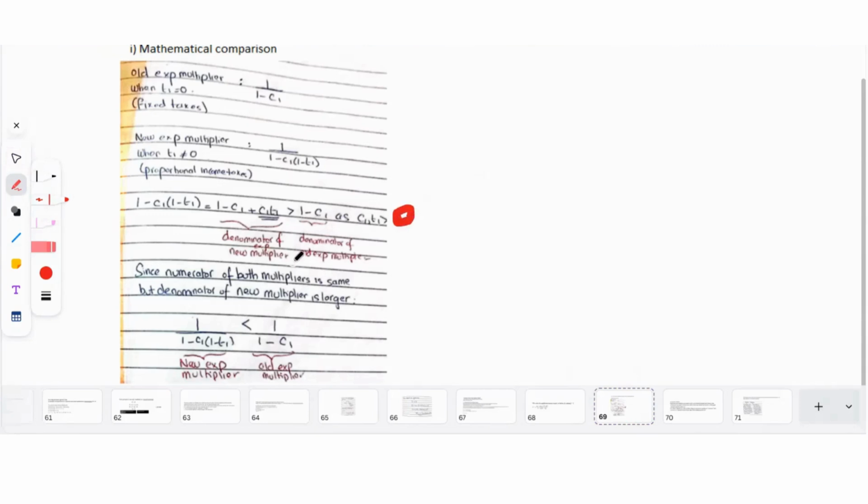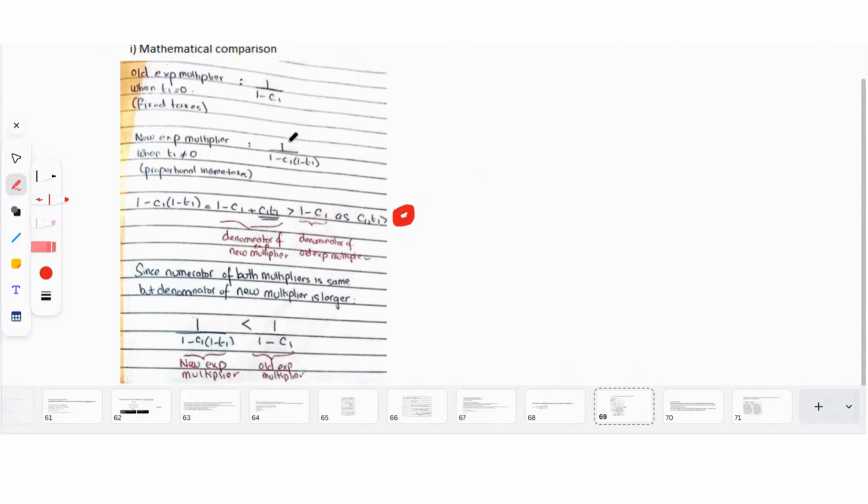Right? So they both are greater than 0. Because C1 is the MPC, it's greater than 0. T1 is the tax rate, that's greater than 0. Because C1 and T1 are greater than 0, the denominator of the new multiplier is greater than the denominator of the old expenditure multiplier. Because in 1 minus C1, you're adding a positive number, C1 T1. So that's why the denominator of the new multiplier is greater than the denominator of the old multiplier.